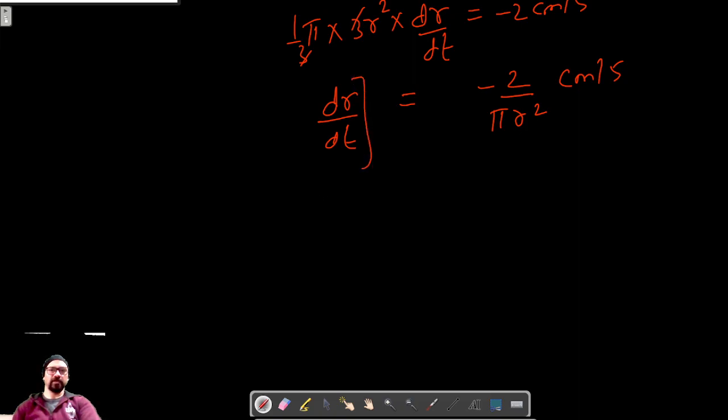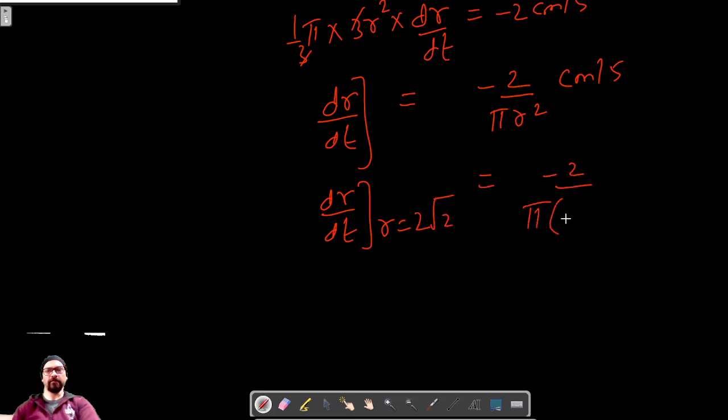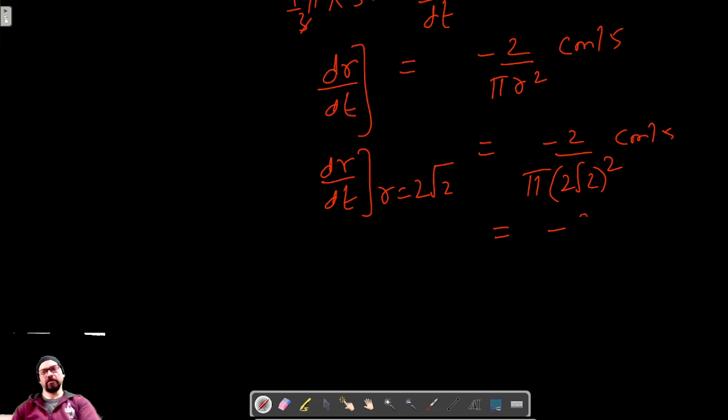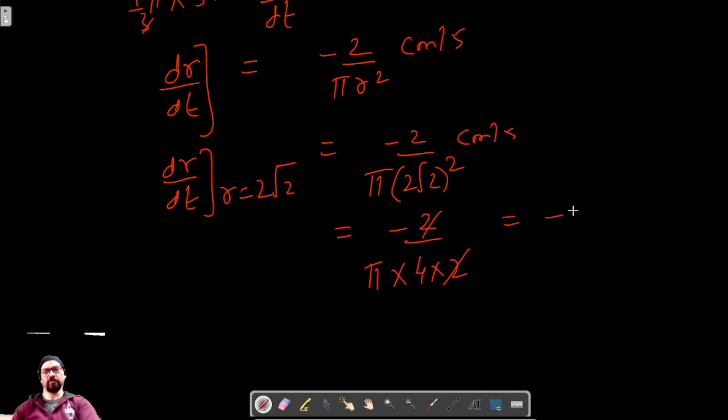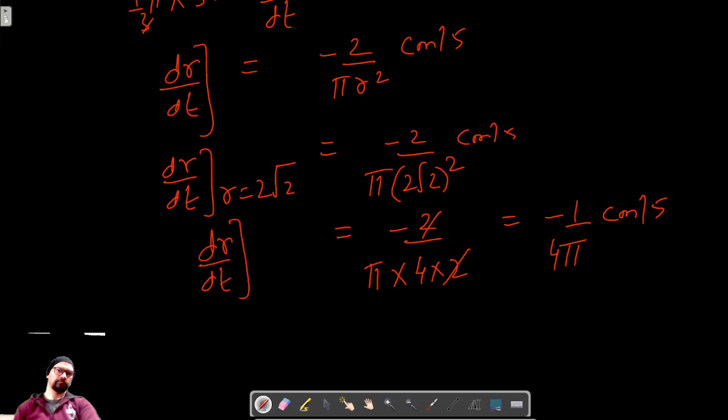Now we have to find the rate of change of radius when the radius is 2 root 2. This gives us minus 2 upon pi into 2 root 2 the whole square, centimeter per second. 2 square is 4, root 2 square is 2, so this gets cancelled. Now this is minus 1 upon 4 pi centimeter per second. So this is the rate of change of radius when r is equal to 2 root 2.